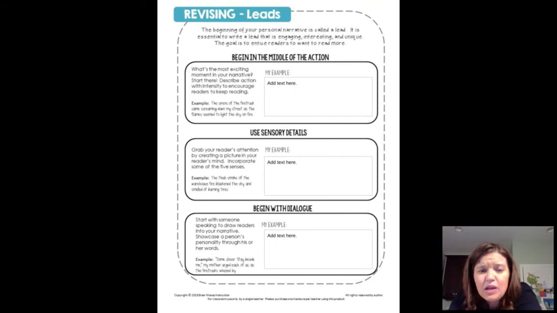So a lead or a grabber, sometimes we call them grabbers, are the beginning of your personal narrative. It's called a lead, and it is essential to write a lead that is engaging, interesting, and unique. The goal is to entice readers to want to read more. If you have a really good grabber or lead, you hook the reader, and you want them to continue to read the rest of your story. You don't want them to quit in the beginning of your story and think, this stinks.